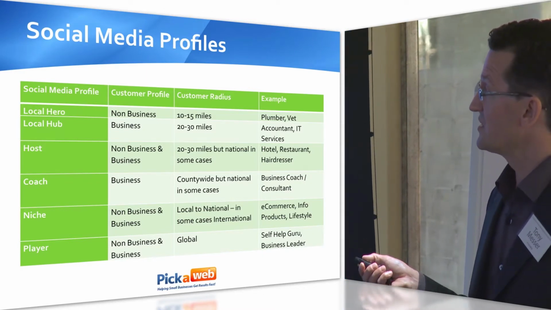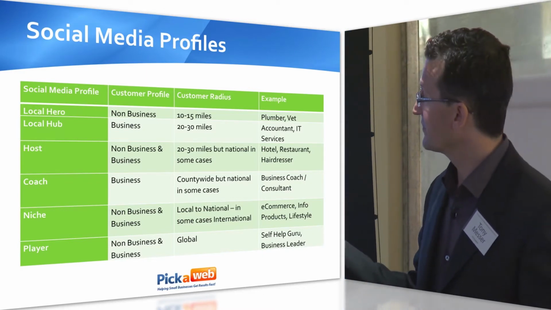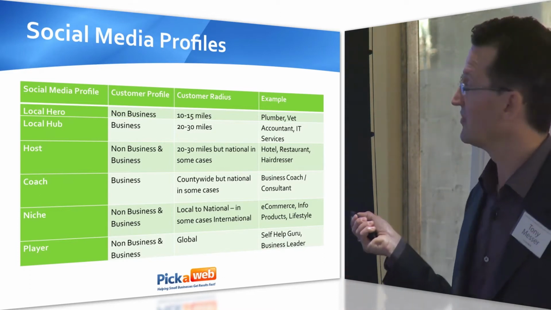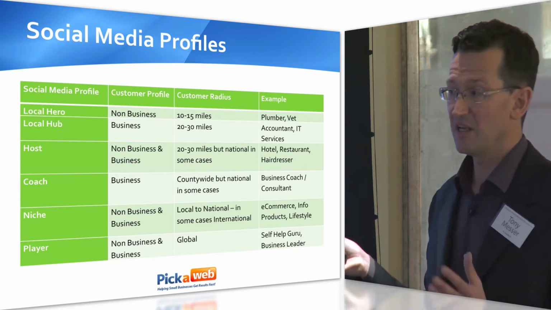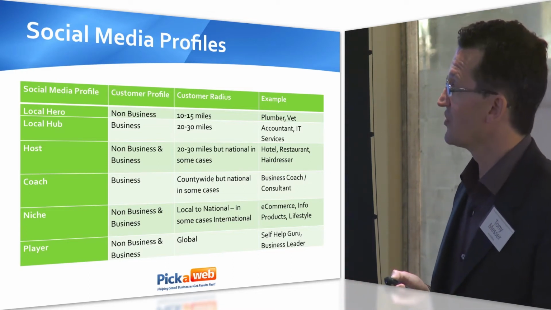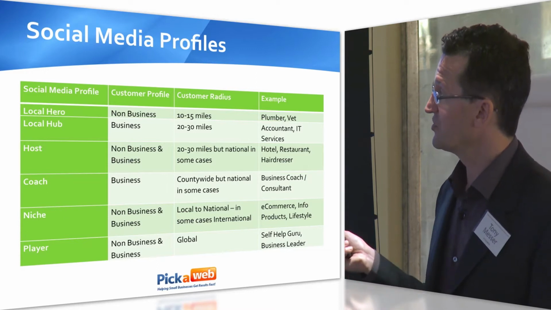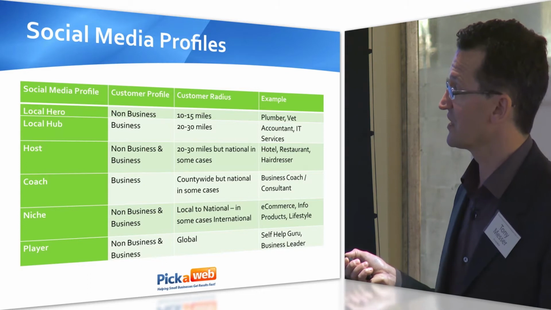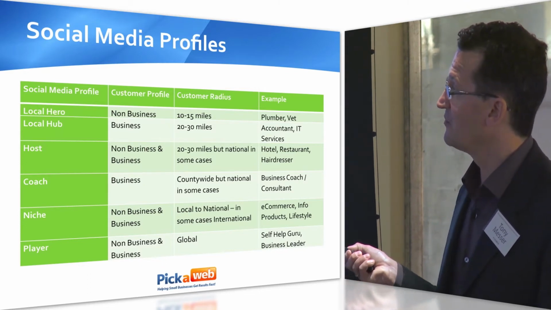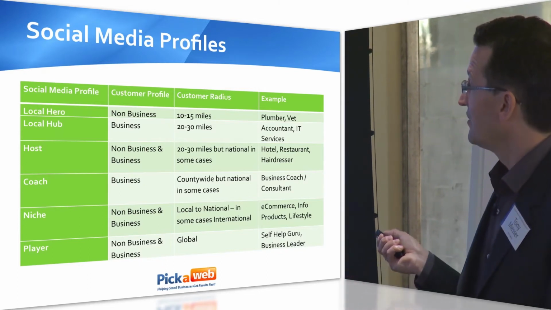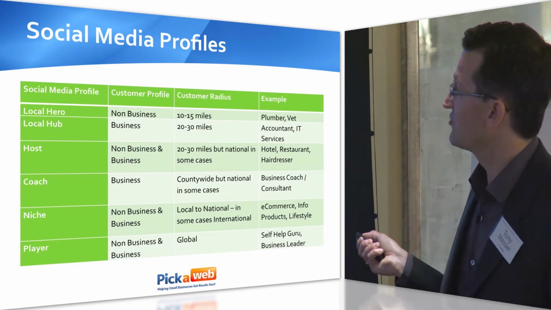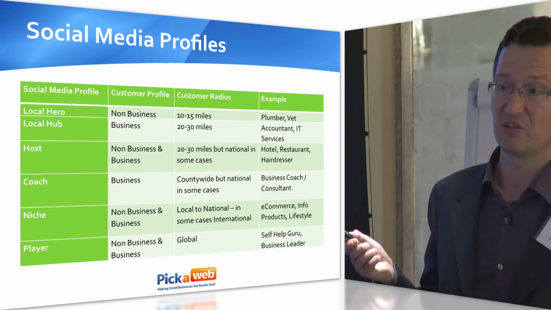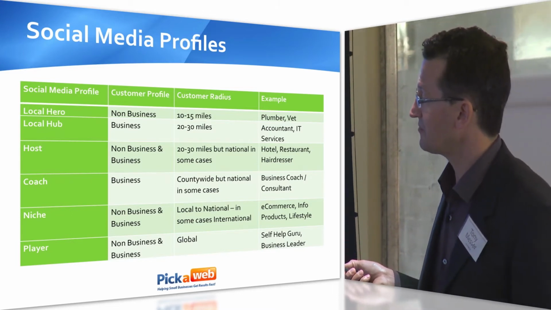Local hub: business customers generally, so business to business usually, maybe 20 to 30 miles. Accountants or IT services, legal services, that type of thing. So you're usually what I would call a local hub, and you're categorized usually because of the nature of your customers, who tend to be business customers. A host, you could have non-business and business customers. Examples: hotel, restaurant, hairdresser, usually quite local, 20 to 30 miles, but in some cases it could be national if you have, for example, a hotel.